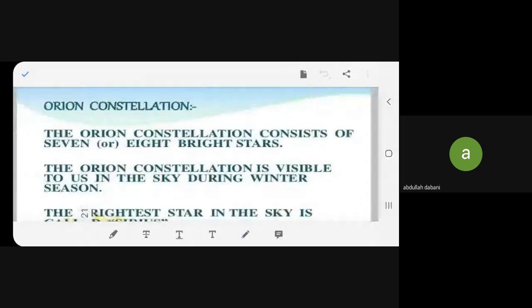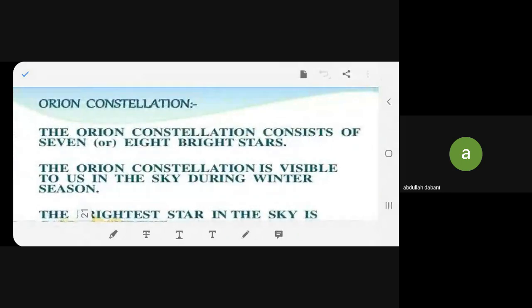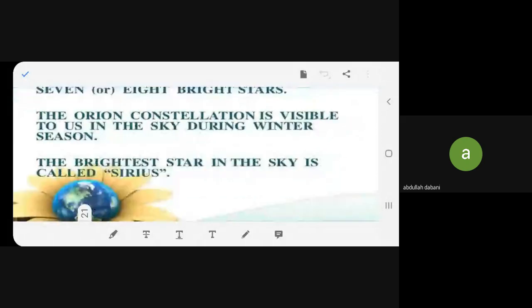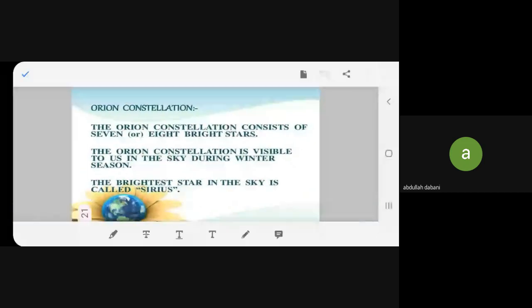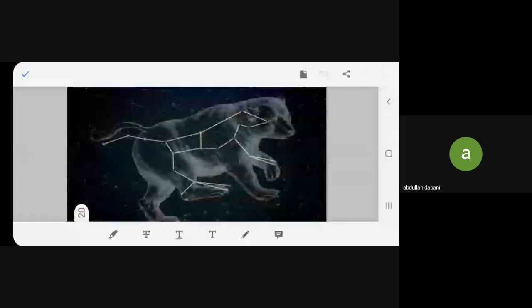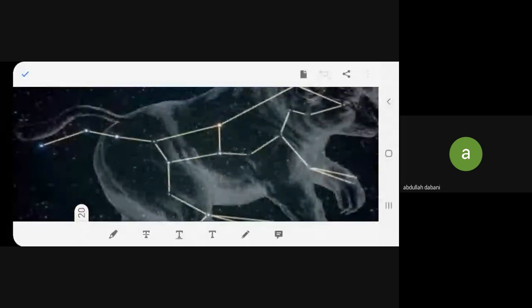Now we'll talk about the Orion constellation. Please read it. The Orion constellation consists of seven or eight bright stars. The Orion constellation is visible to us in the sky during winter season. The brightest star in the sky is called Sirius. Okay. I want to say something more about this one.